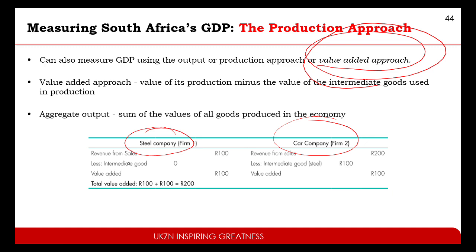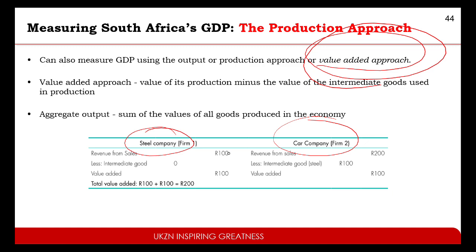What is less intermediate goods? Intermediate goods are like cost of sales. You know how in your income statement you have sales, cost of sales, and gross profit. Gross profit is technically your GDP. Intermediate goods are goods that go into production. So if I'm manufacturing a milkshake, the milk is an intermediate good. It goes into the production of that.